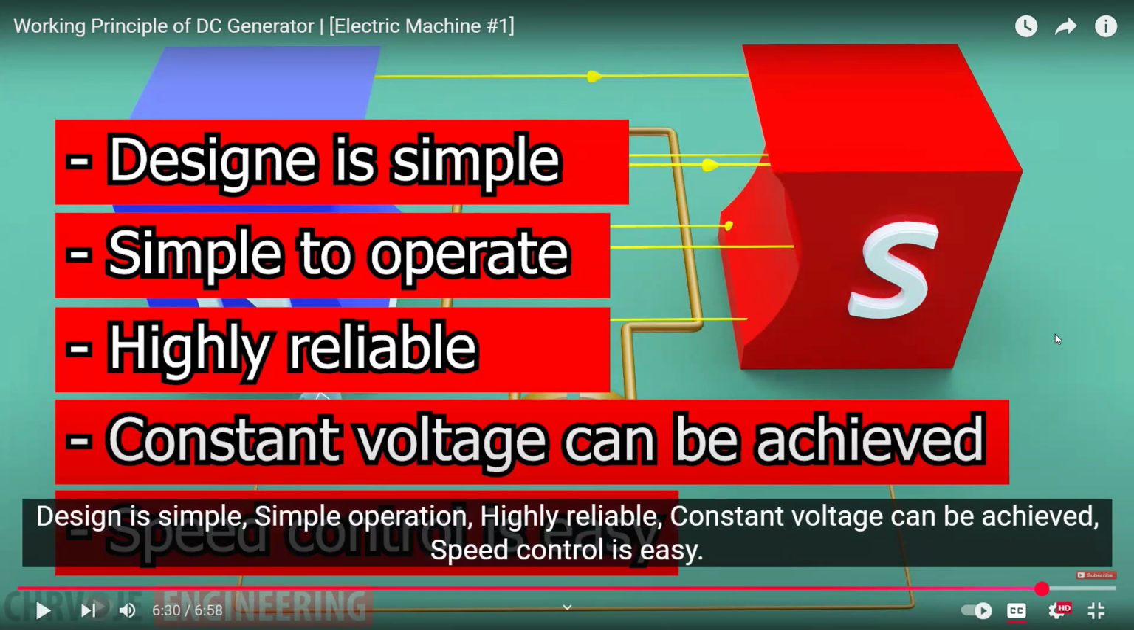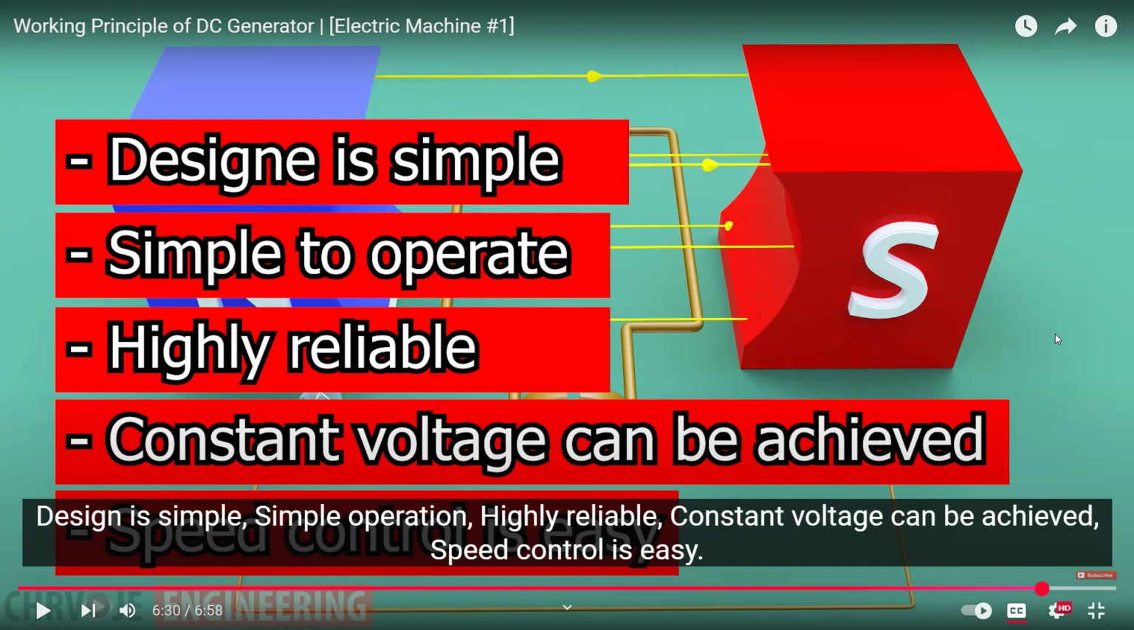Design is simple, so you can make it, by the way, using very simple materials. Simple to operate, as you can see, it's not complex in operation. Highly reliable, so reliability is high. I'm not sure if you have learned the reliability course yet, but there is one topic called reliability. This is a very important topic actually.